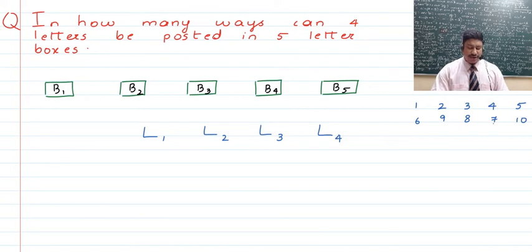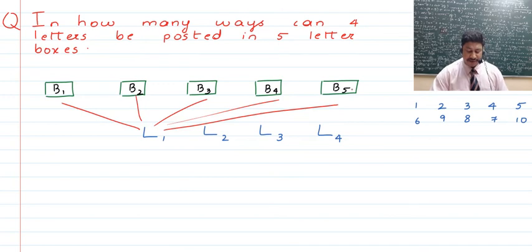As such, the number of choices which the first letter has will be 5, because it can be deposited in the first letter box, or the second, or the third, or the fourth, or probably the fifth, right? So the total number of choices for the first letter is 5 in number. Similarly, the second letter has 5 choices again, so it can be deposited in any of the 5 boxes, right?